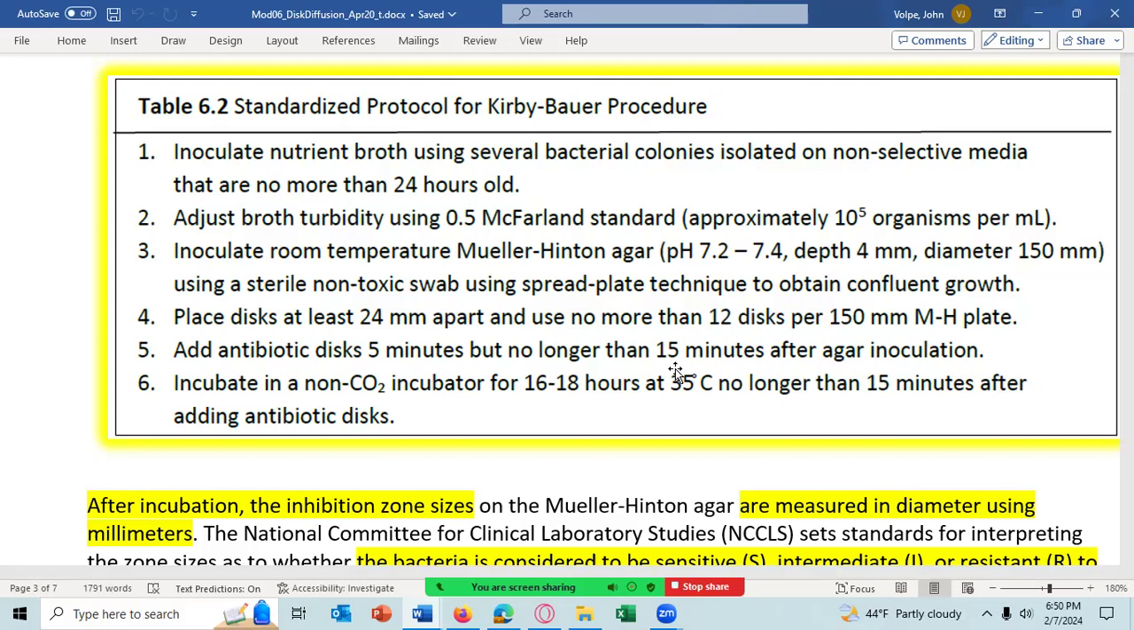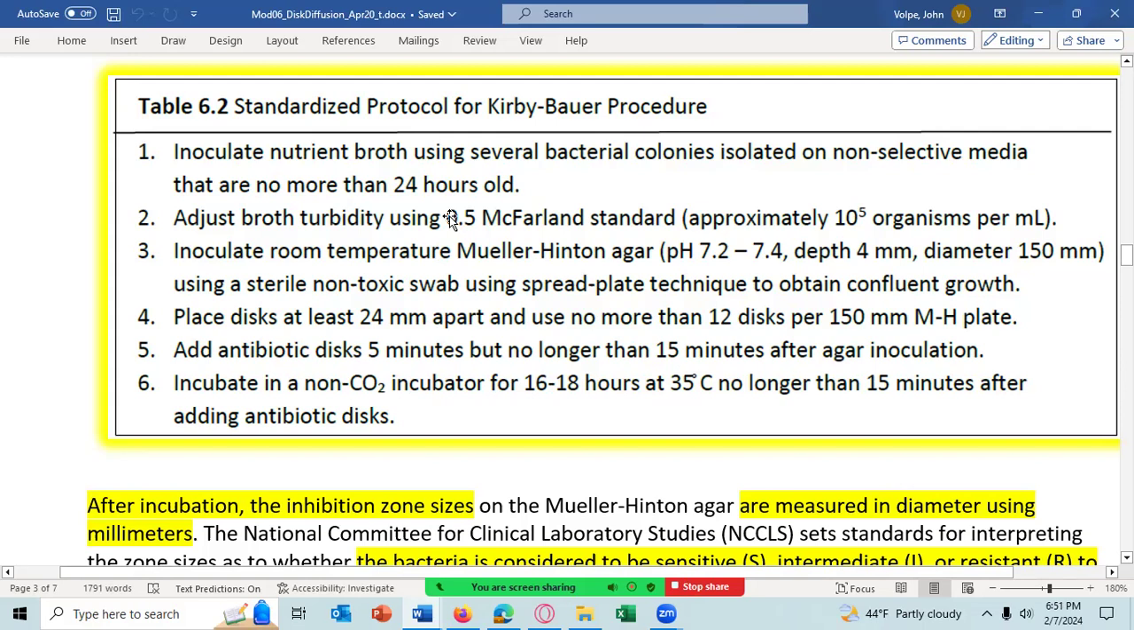You then incubate the plates upside down in a non-CO2 incubator for 16 to 18 hours, growing them at 35 degrees Celsius. And you put the plates in the incubator no more than 15 minutes after adding the antibiotic disc.